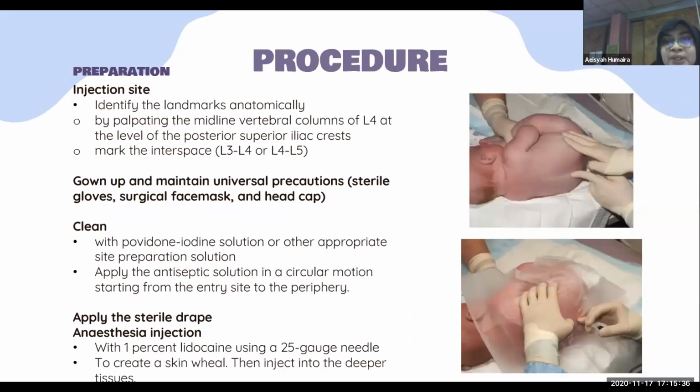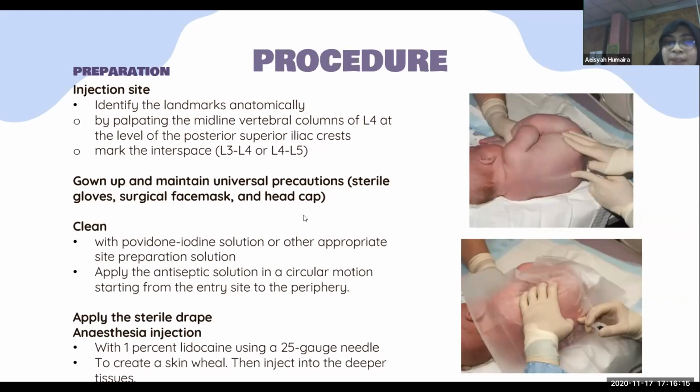Next is the preparation before the procedure. First, we need to do hand hygiene. After the hand hygiene, we identify the injection site. How to identify the injection site? By palpating the midline vertebral column at L4, which is at the level of the posterior superior iliac crest. Above it, we mark the interspace above L4, which is the L3 to L4 interspace, and below is the L4 to L5 interspace.